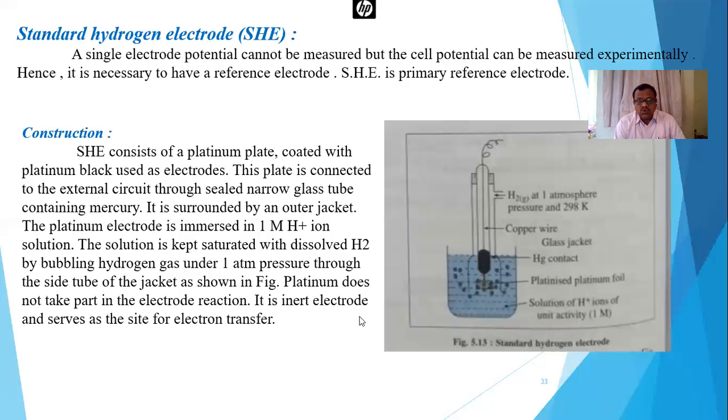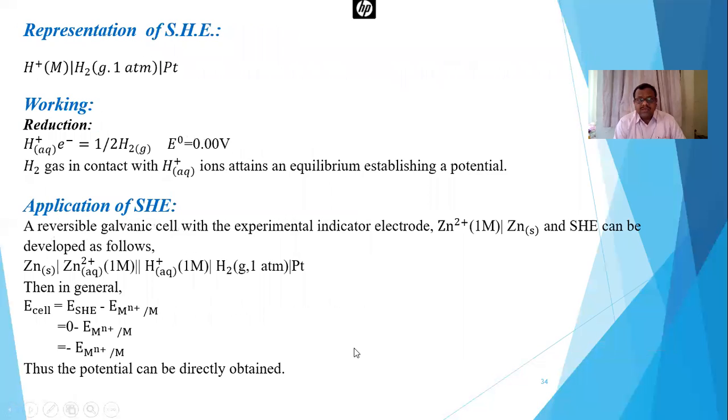Now let us go on to the working of the standard hydrogen electrode. The standard hydrogen electrode can be represented as H plus ion, its concentration 1 molar, a vertical line, in contact with hydrogen gas at 1 atmosphere, a single vertical line, and at the far right hand side, there is a platinum electrode.